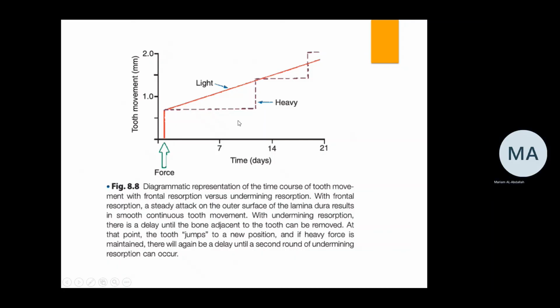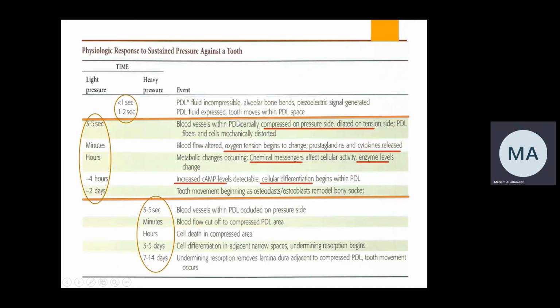Okay? Now, let's talk about the other scenario. The other scenario is when we have heavy pressure. So the first 2 seconds is the same. And now we will move to 3 to 5 seconds later, when the blood vessels within the periodontal ligament at the pressure area will be occluded.